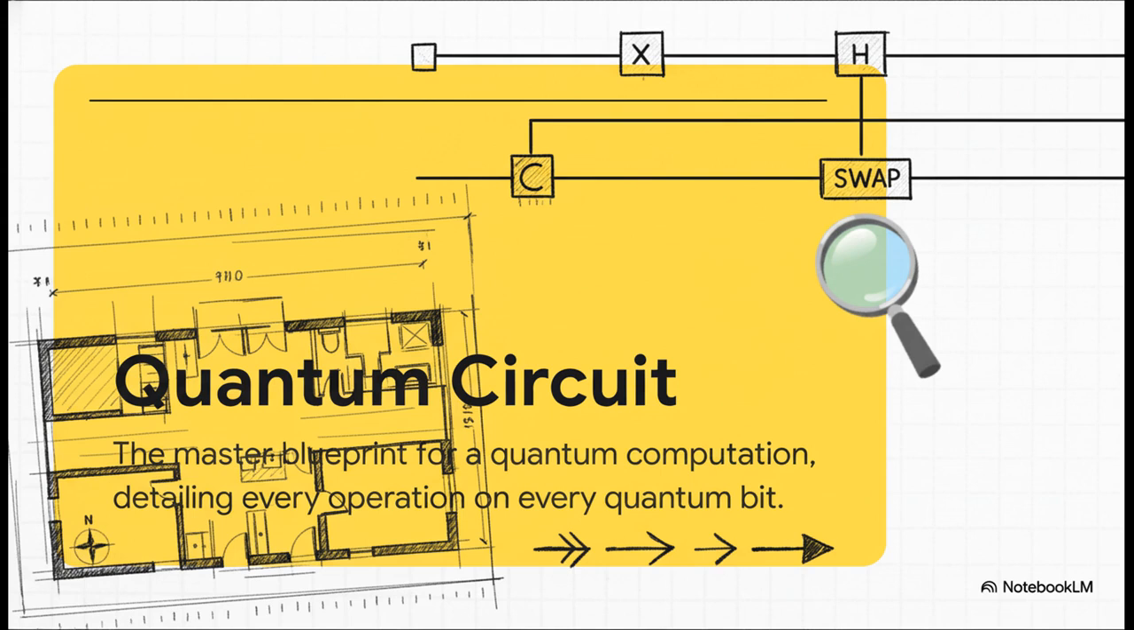So for a minute, just forget everything you know about lines of code. Instead, I want you to picture a super detailed architect's blueprint. That is exactly what a quantum circuit is. It's this precise, step-by-step diagram of every single thing that's going to happen to our quantum data, from the very start to the very finish.